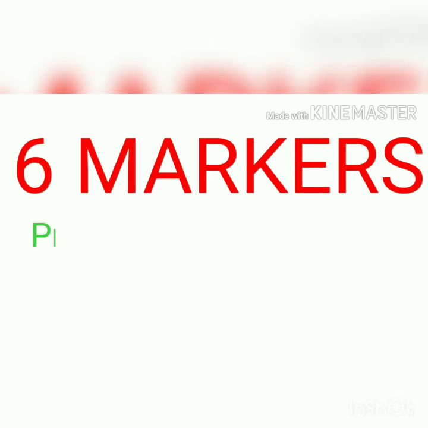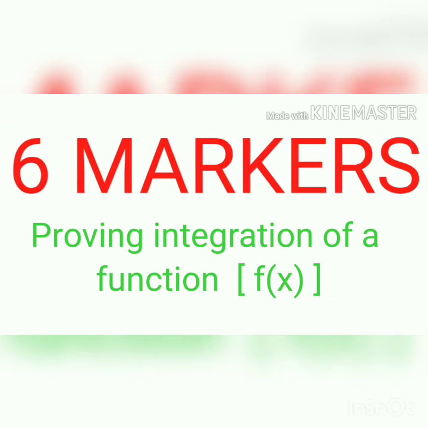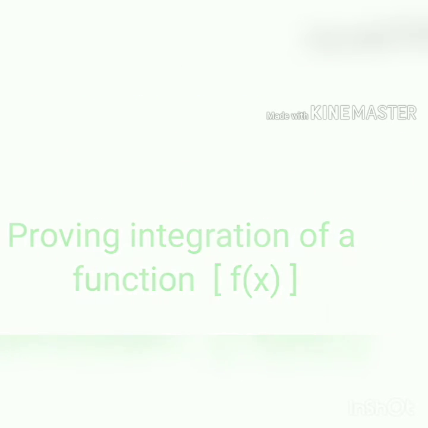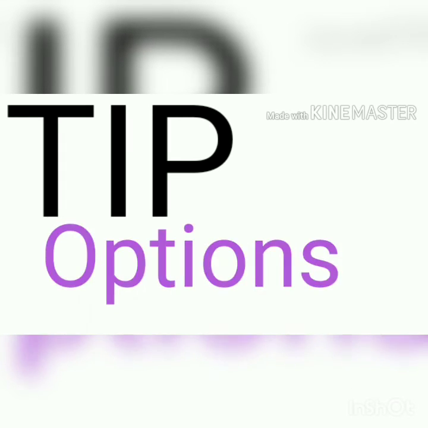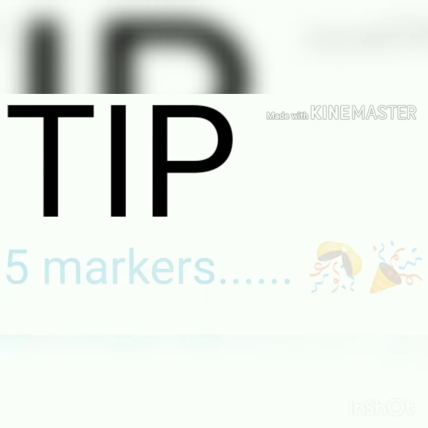Now coming to 6 markers. 6 markers will be proving integration of a function, that is f of x. So f of x is equal to some integration, it will be given. If you ask me, I didn't attempt this 6 marker, because we definitely have options in 2 markers, 3 markers, 5 markers and 6 markers. But yet 5 markers I attended the question, because it was a derivation which I knew, and it's like spoon feeding. You have the derivation and you are just solving that once again, that's all.